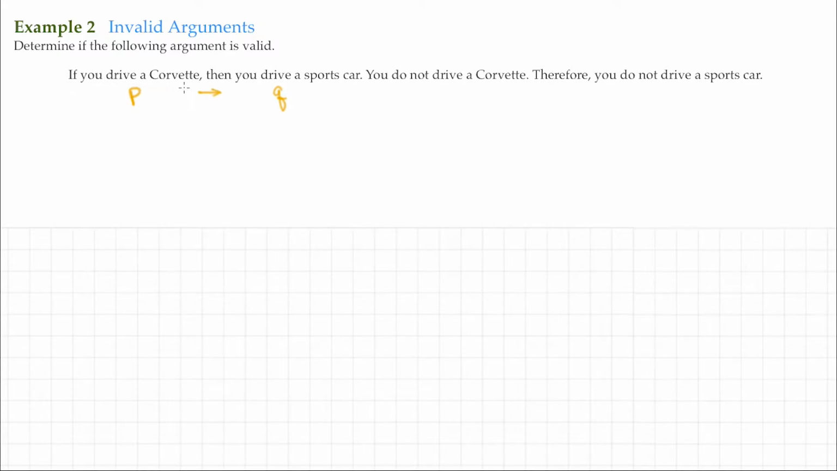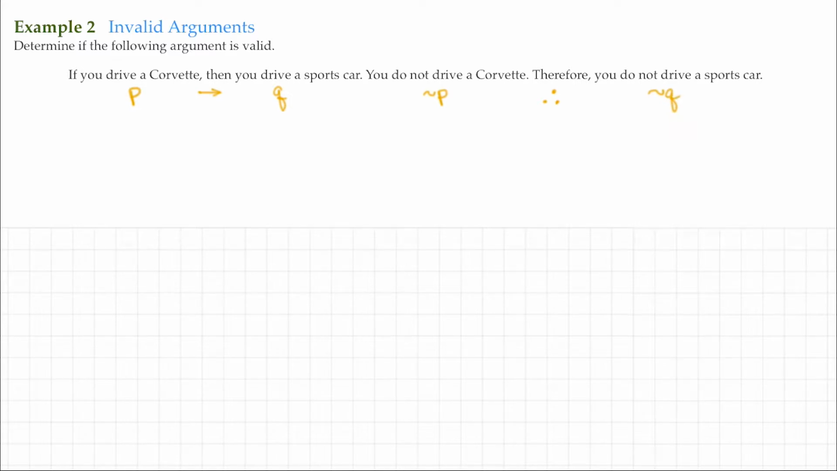If you drive a Corvette, then you drive a sports car. As we continue on, you do not drive a Corvette. So this looks like this is going to be not P, and this, of course, is our second premise. Then you can see right here, therefore, this will be our conclusion. You do not drive a sports car, so this will be not Q.